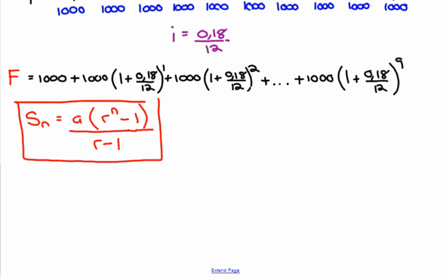Now, in this case, in this geometric series, our a is 1,000, that's our first term. Now have a look at what you're multiplying by each time. You're multiplying by what's in the brackets, our 1 plus 0,18 over 12. That's our r. That's what you're multiplying by to get each successive term.